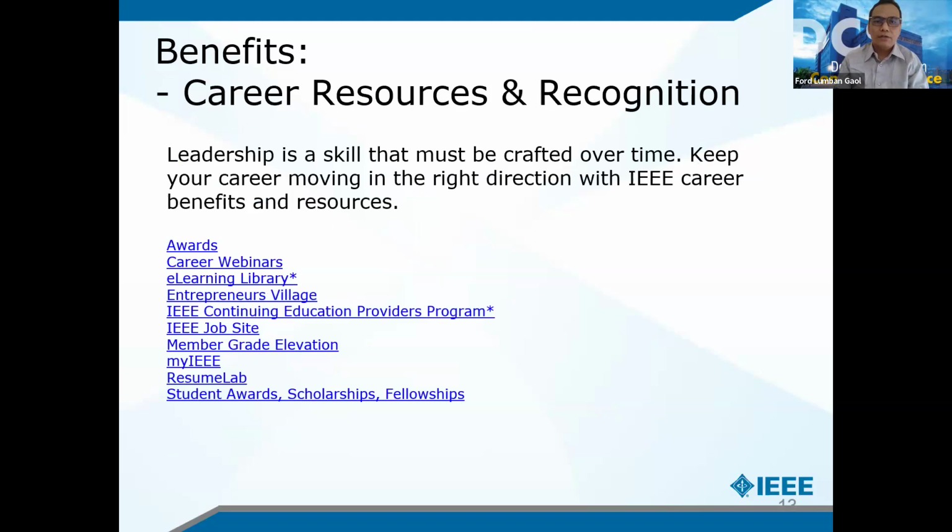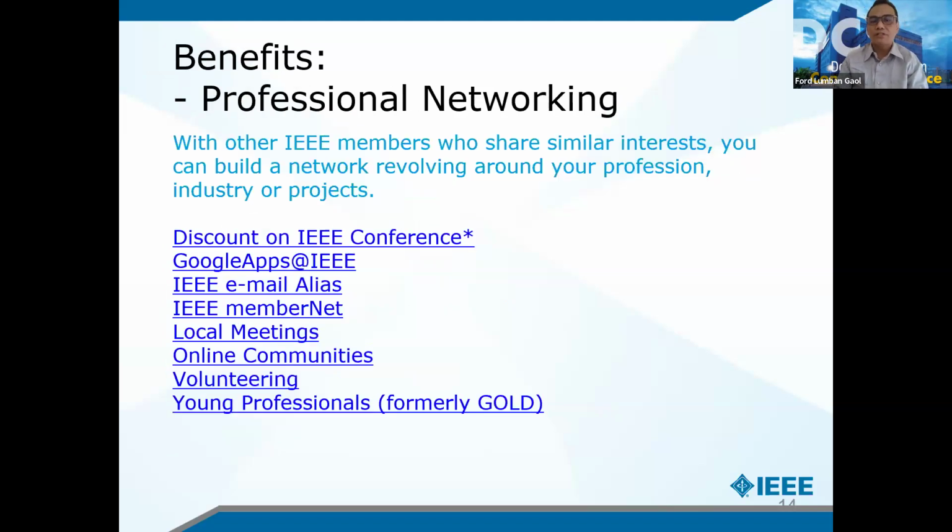The next issue is professional networking. 80% of members get involved with the Computer Society because of this professional networking, because they understand that it is almost impossible nowadays if you are working by yourself. So this is important. That is why many members get involved, sharing similar interests, building networks, and supporting other members.